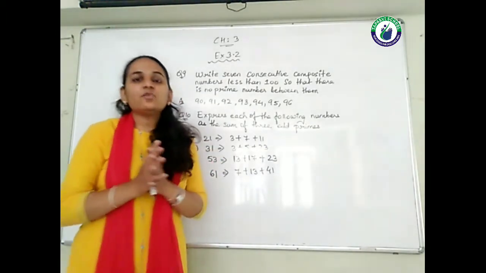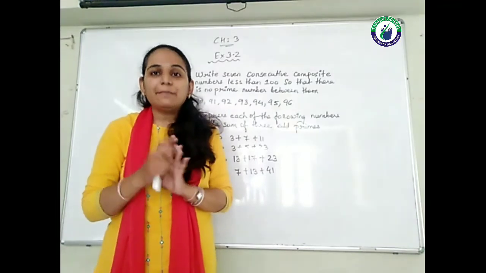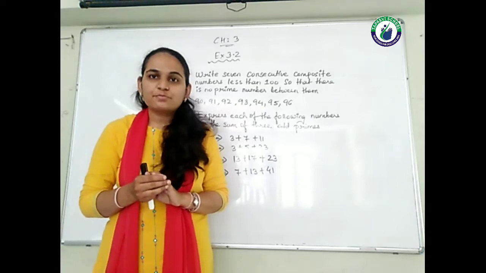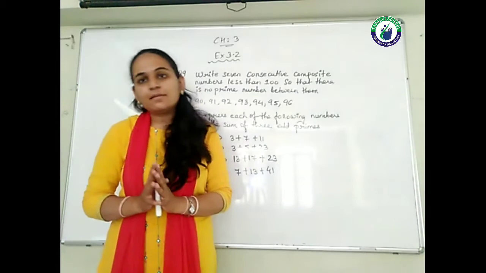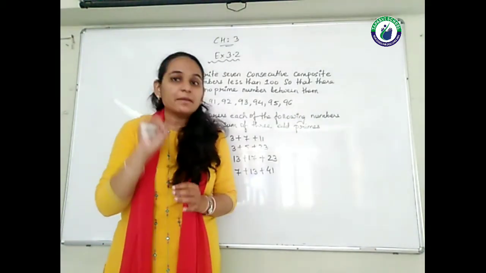So 21 you have to write in such a manner that it should include 3 prime numbers, right? And it should be odd, as all prime numbers are odd only except 2. That means here you do not have to use 2, apart from that you can use any prime numbers. They all are odd only, right? But you have to use 3 prime numbers, right?